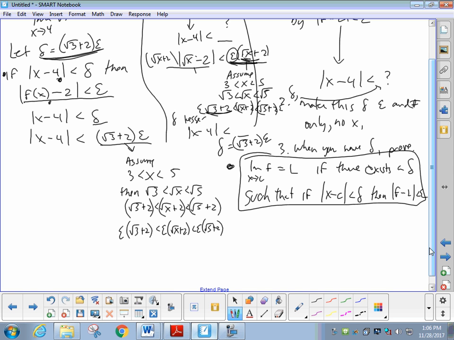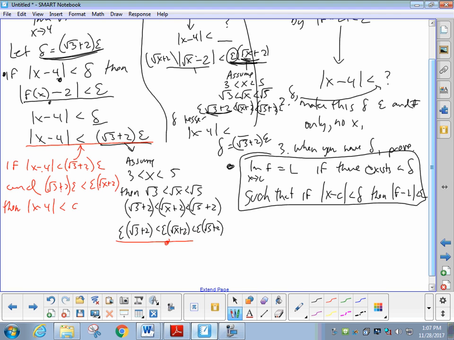So let me say this a slightly different way. Now, if I look at this, if |x minus 4| is less than root 3 plus 2 epsilon, and over here root 3 plus 2 epsilon is less than epsilon times root x plus 2, then it must be the case that if |x minus 4| is less than that thing, and that thing's less than epsilon root x plus 2, it must be that |x minus 4| is less than epsilon times root x plus 2.